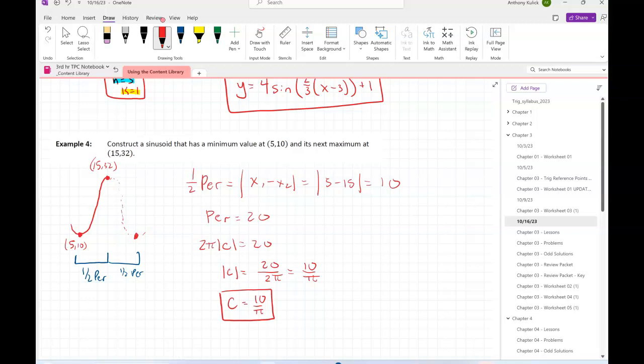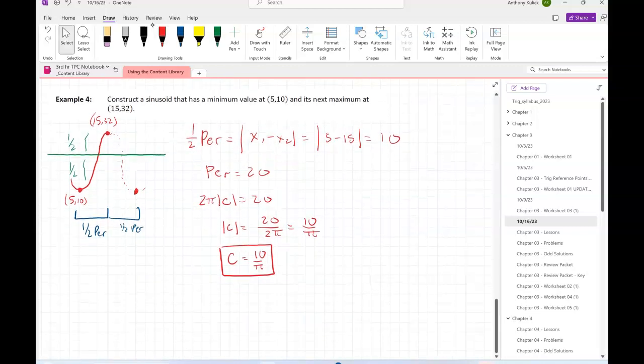So our c should be 10 over pi. So far, so good. Our midline should go halfway in between, right? Everybody agree? That's like half, and that's like half. So in other words, the k is the midpoint between the max and the min.